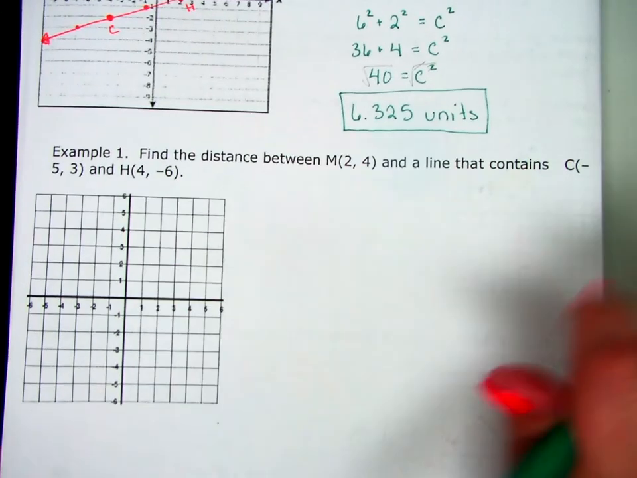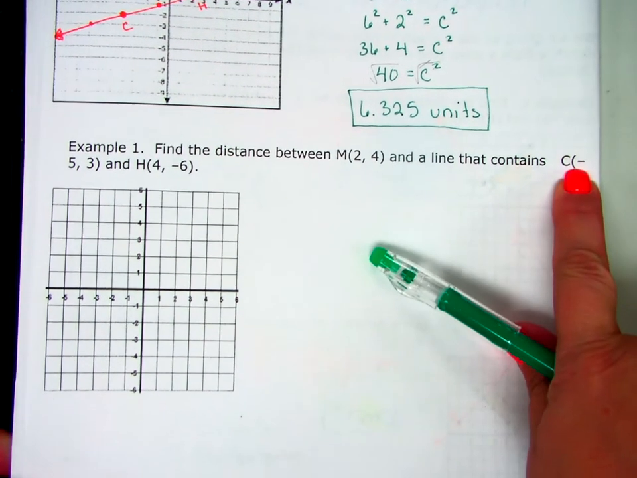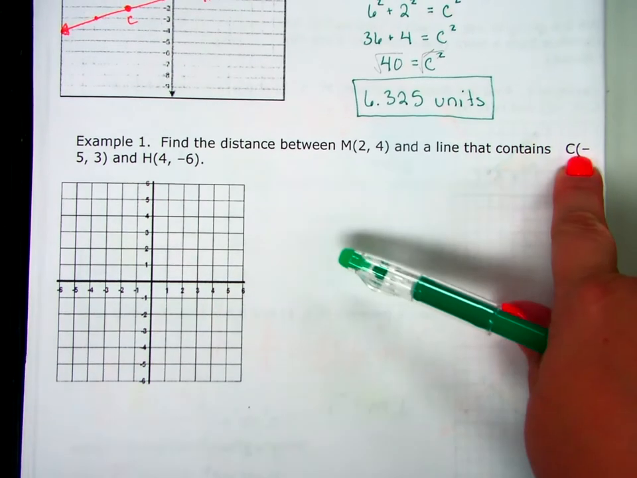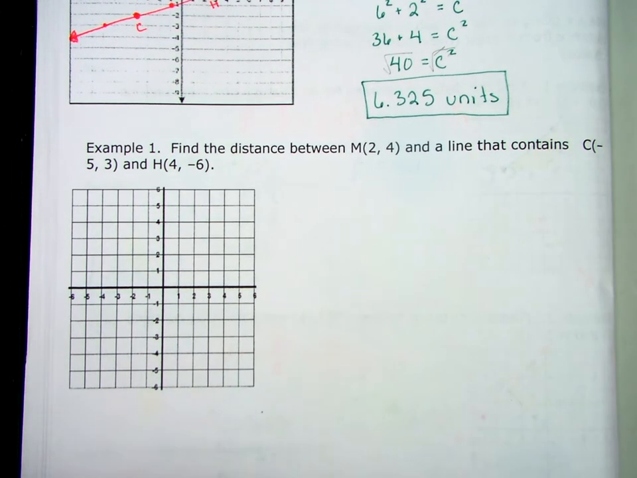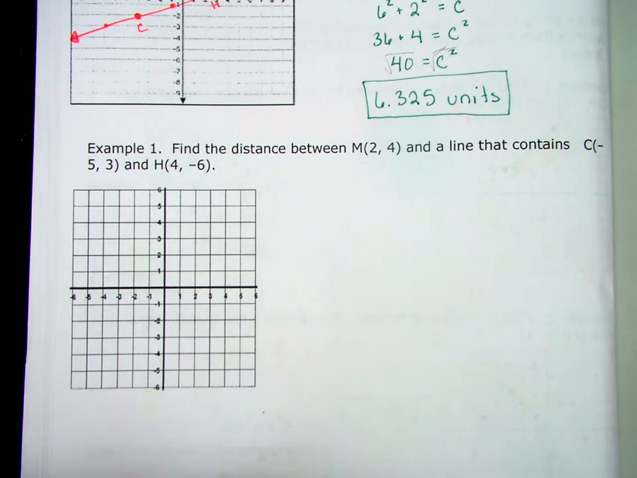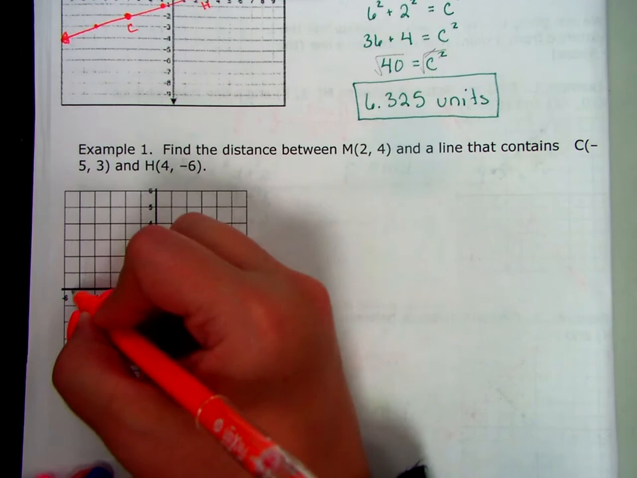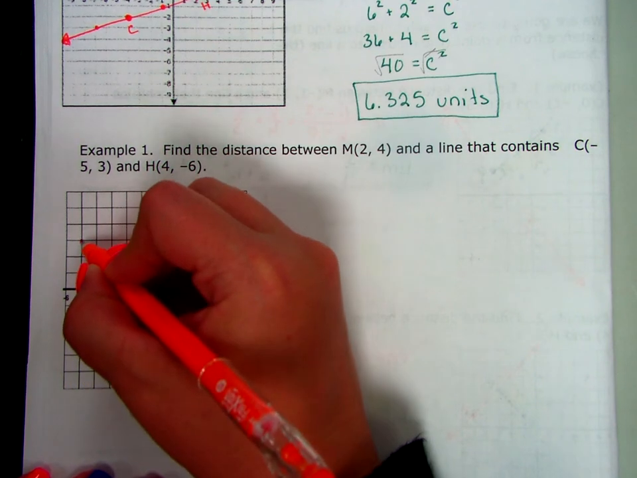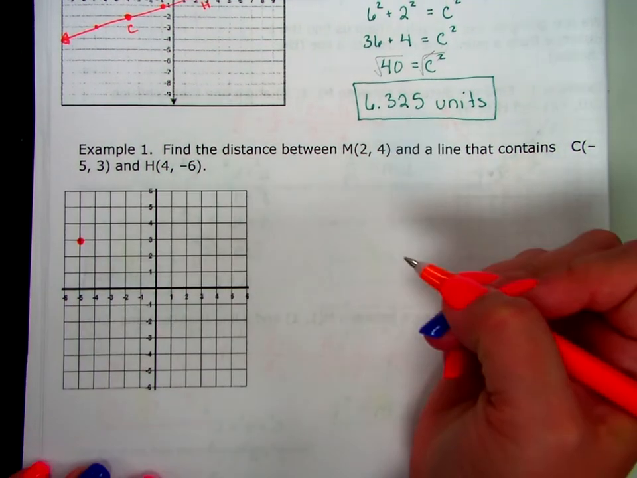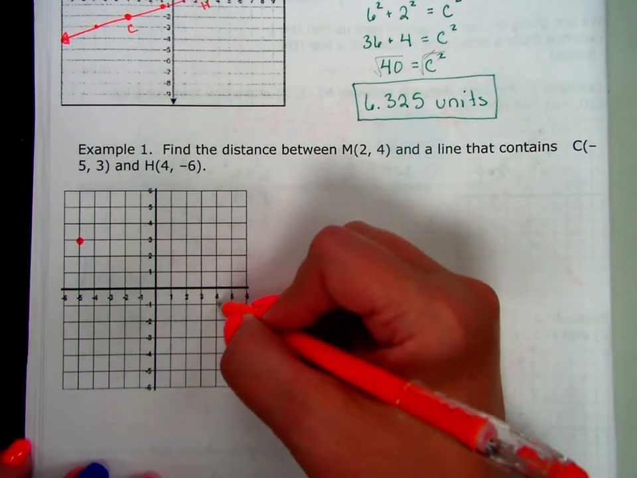All right, one more example, and again, we have this negative in point C that kind of fell, the point kind of fell over on the line. So when I graph that point, I need to make sure that I remember C is at negative 5, 3. And H is at 4, negative 6.